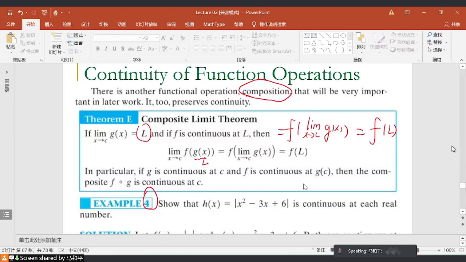Maybe today we have learned many definitions, right? Because this is basic knowledge, so we have no other method.